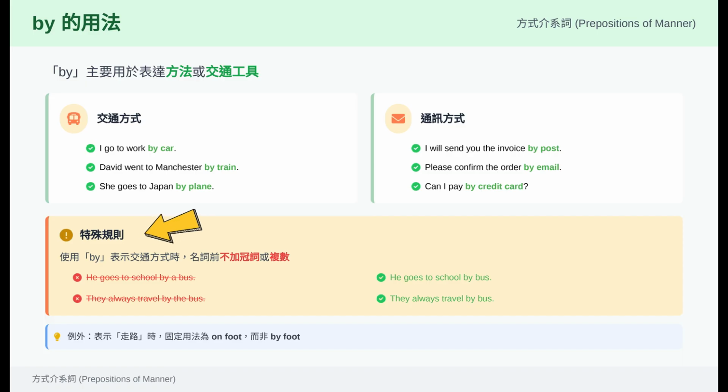Incorrect. He goes to school by bus. Correct. They always travel by the bus. Incorrect. They always travel by bus. Correct. Exception. When it means walking, the fixed usage is on foot, not by foot.